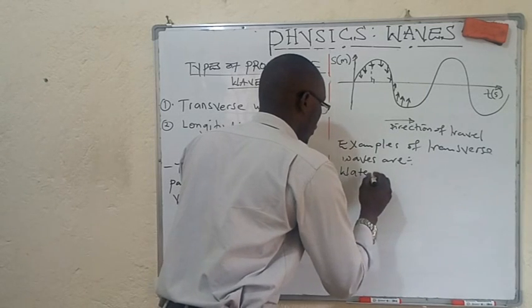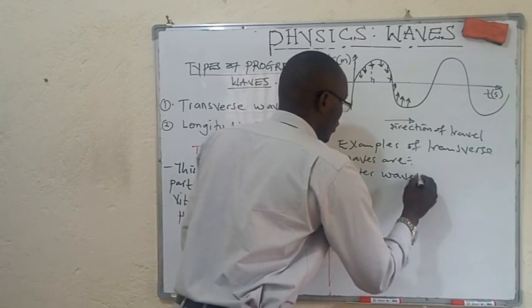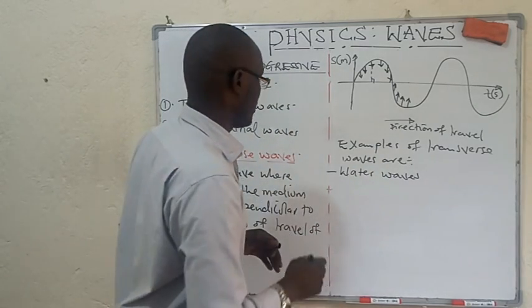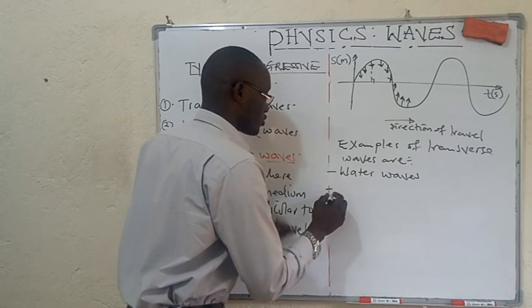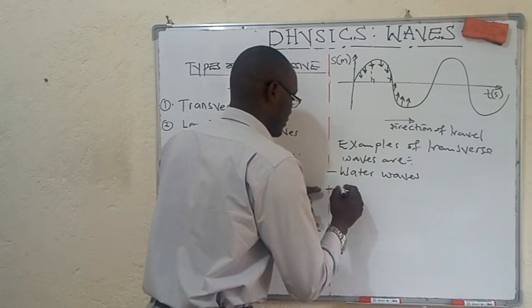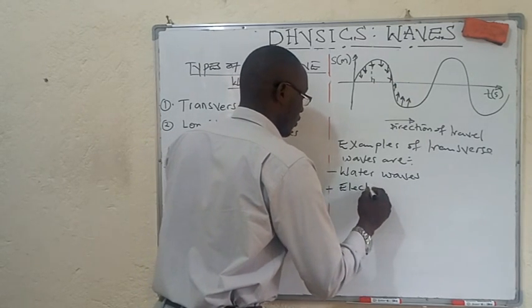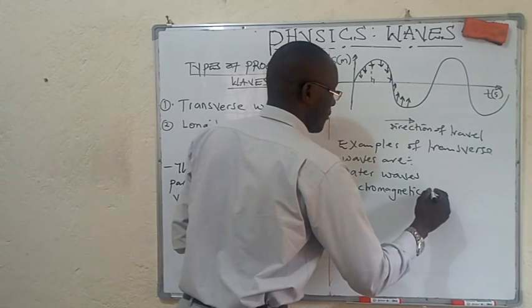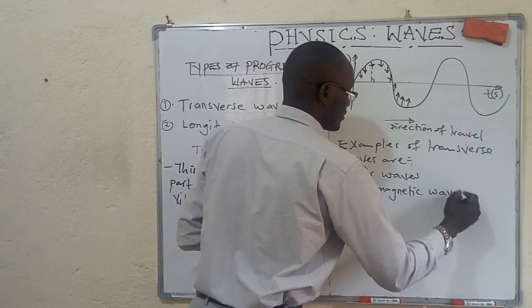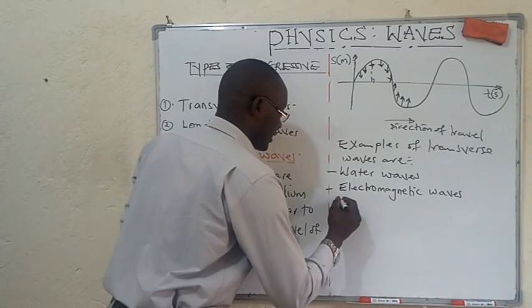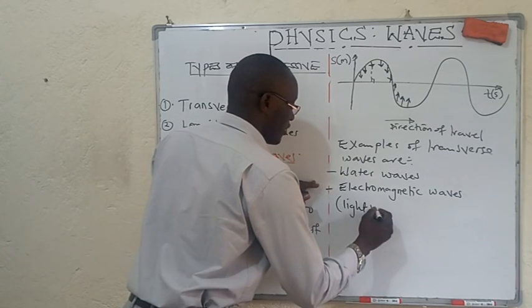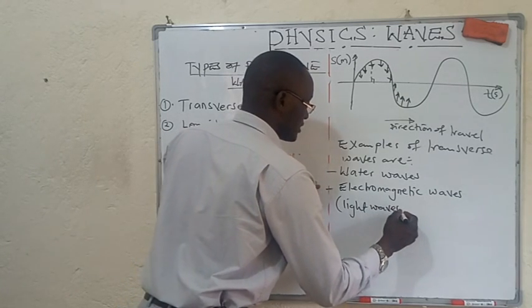So we have the water waves. Water waves, that is the first example of transverse waves. Okay, then we can talk about all electromagnetic waves. When I talk of electromagnetic waves, I mean the light waves. Light wave, that is visible light.